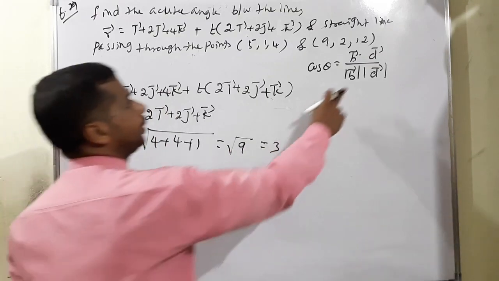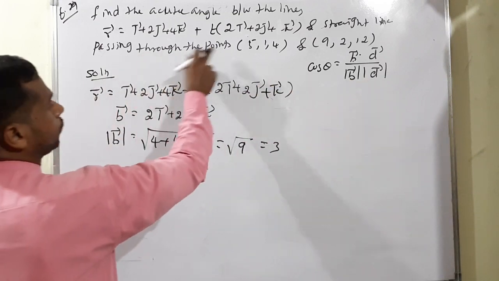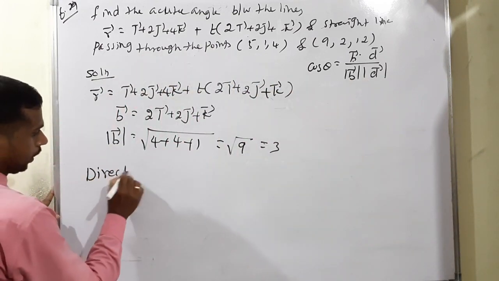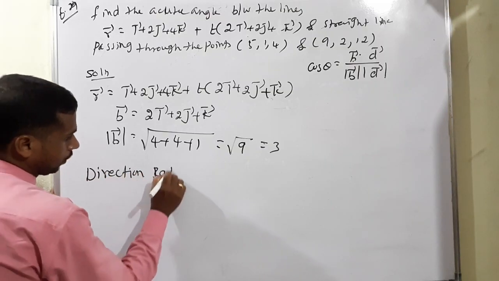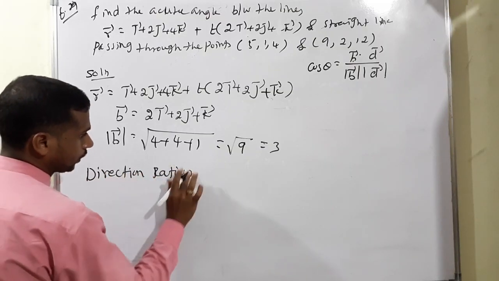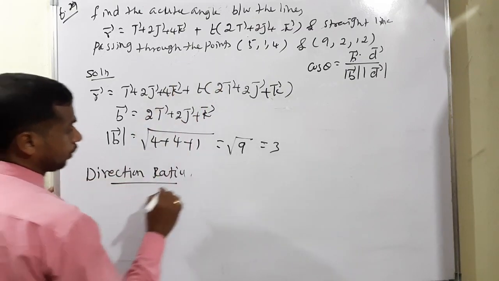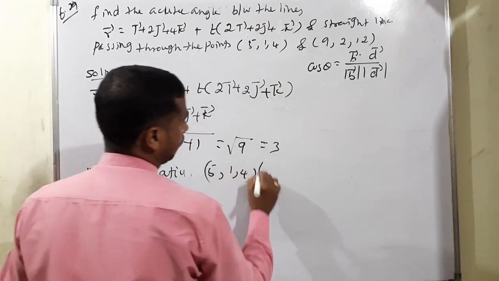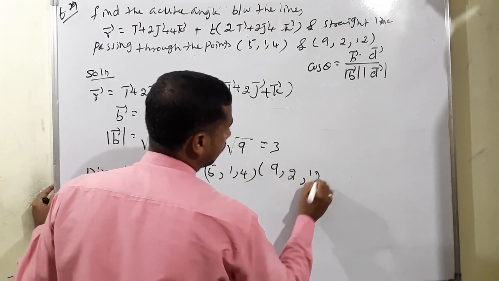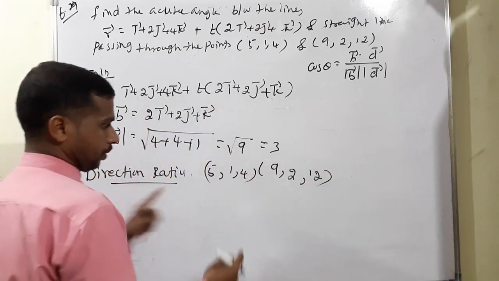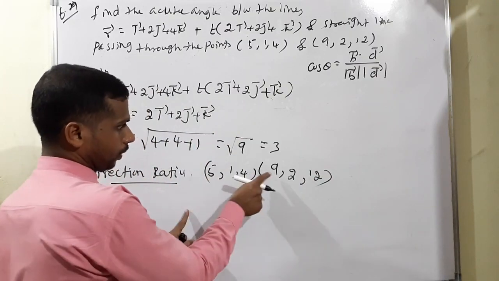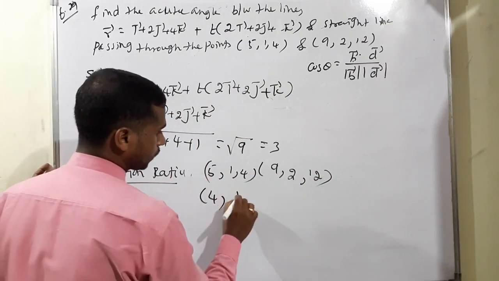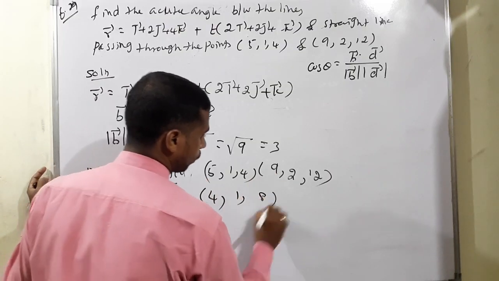Then one more, the D vector. Look at there, the line passing through the points. So, direction ratio. How to find the direction ratio? 2 points are there. What are the points? 5, 1, 4, then 9, 2, 12. Just the second point minus the first point: 9 minus 5 means 4, 2 minus 1 means positive 1, 12 minus 4 means 8.